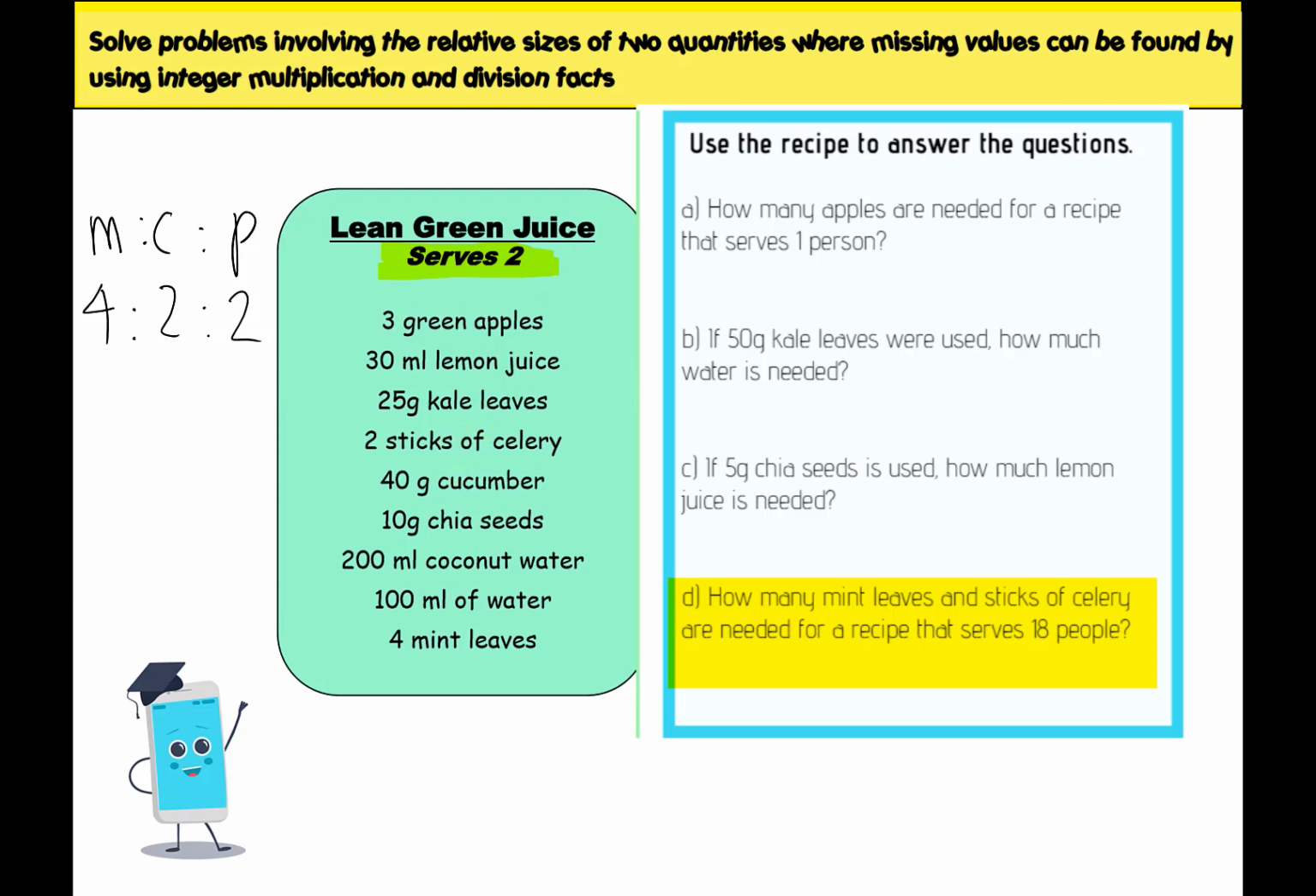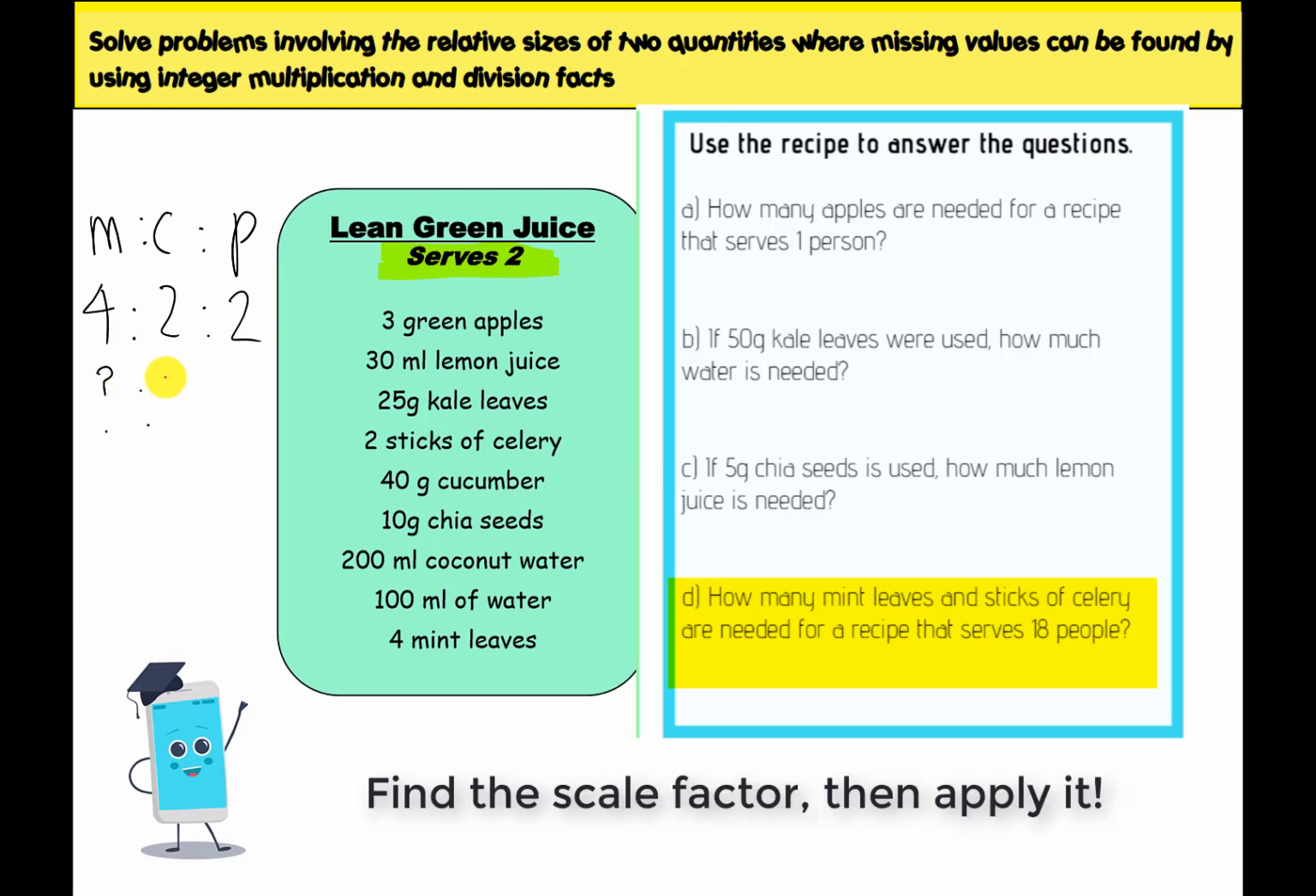How many mint leaves and sticks of celery are needed for a recipe that serves 18 people? So I need to find out my quantity of mint and my quantity of celery, but I know my quantity of people. So I have my two comparisons. Here are my comparisons. What am I scaling up by? What am I multiplying by? Whatever my scale factor is here, I will do here to find my sticks of celery, and I will apply it to the mint leaves to find out how many is needed for 18 people. So you need to write in 2 answers, how many mint leaves and how many sticks of celery.